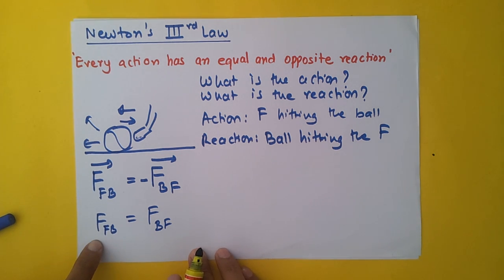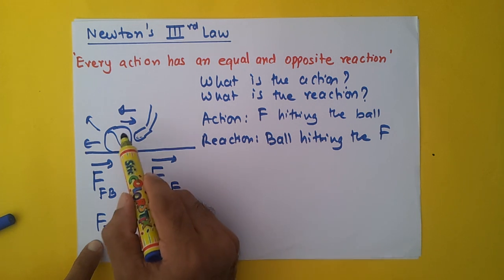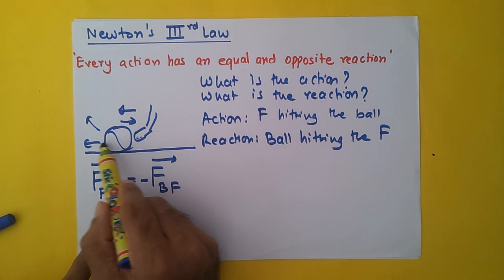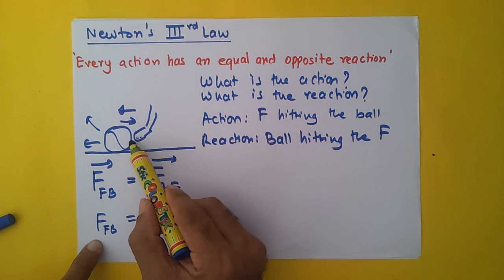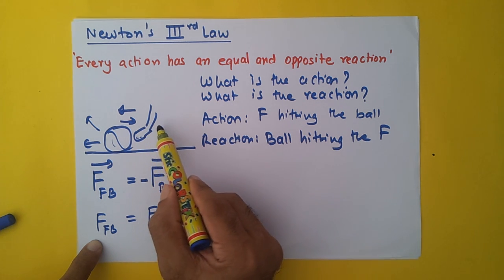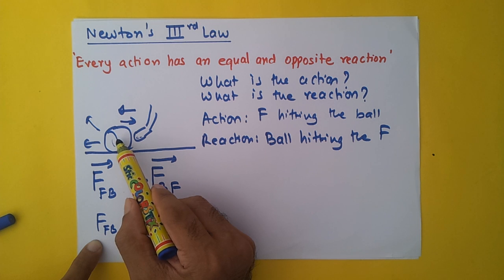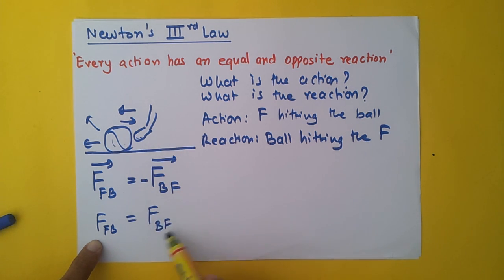As far as this force is concerned, footballer applying a force on the ball, we are able to visualize it because we are able to see the effect of this force. We see the ball moving. As far as this force is concerned, the force applied by the ball onto the footballer, we find it difficult to visualize this force. Reason? Because we are not able to see the effect of this force. The ball is applying a force onto the footballer, but the footballer is not moving. There is no observed effect of the ball onto the foot. Hence, it's difficult to visualize this force.